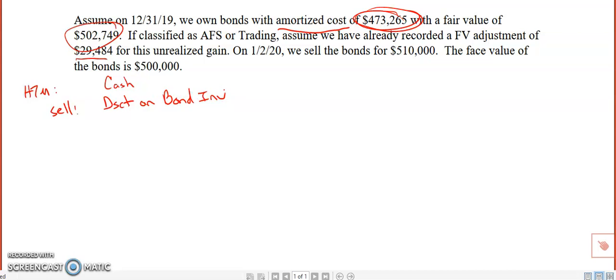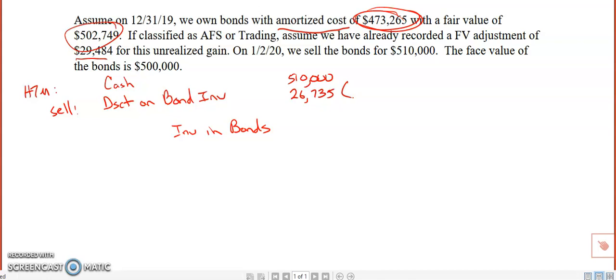Skip a space here for our gain or loss. Then we're going to have investment in bonds. Some books call it investment in debt securities, but investment in bonds and investment in debt are the same thing. That also has to come off the books. So we can start filling a few things in. Cash is just what we sold it for, 510,000. We also have a discount on the bond investment that has to come off, and that is 26,735.